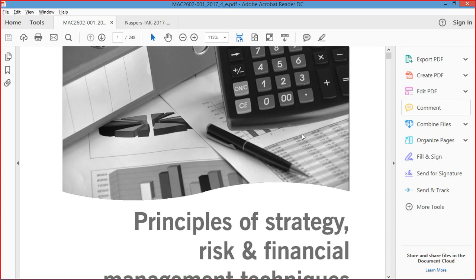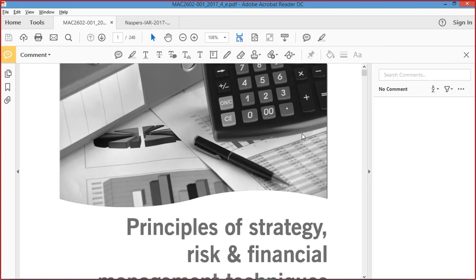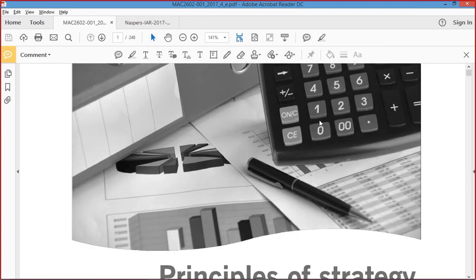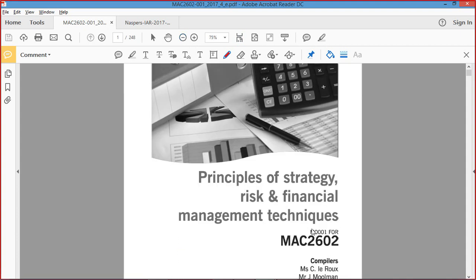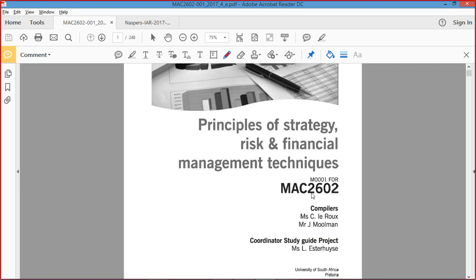Okay, and we're going to start obviously with the first few chapters. So chapters 1 to 4 in the actual textbook are all theory. It's looking at background information regarding strategy, how to create it, Porter's 5 forces, all of that. Okay, so we're going to be looking at the information in this particular book: principles of strategy, risk, and financial management techniques. We're obviously looking at the first one.